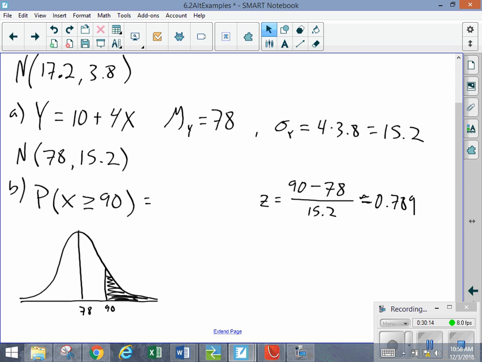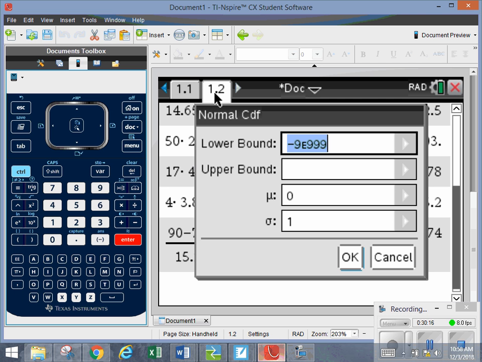But our calculator doesn't know infinity. The closest thing it'll do to infinity is 10 to the 99th power. It's a pretty darn big number, big enough that the calculations we're making are fairly close to the calculations you would make if it was infinity. It's close enough. Our mean was 78. Standard deviation was 15.2, is that correct?